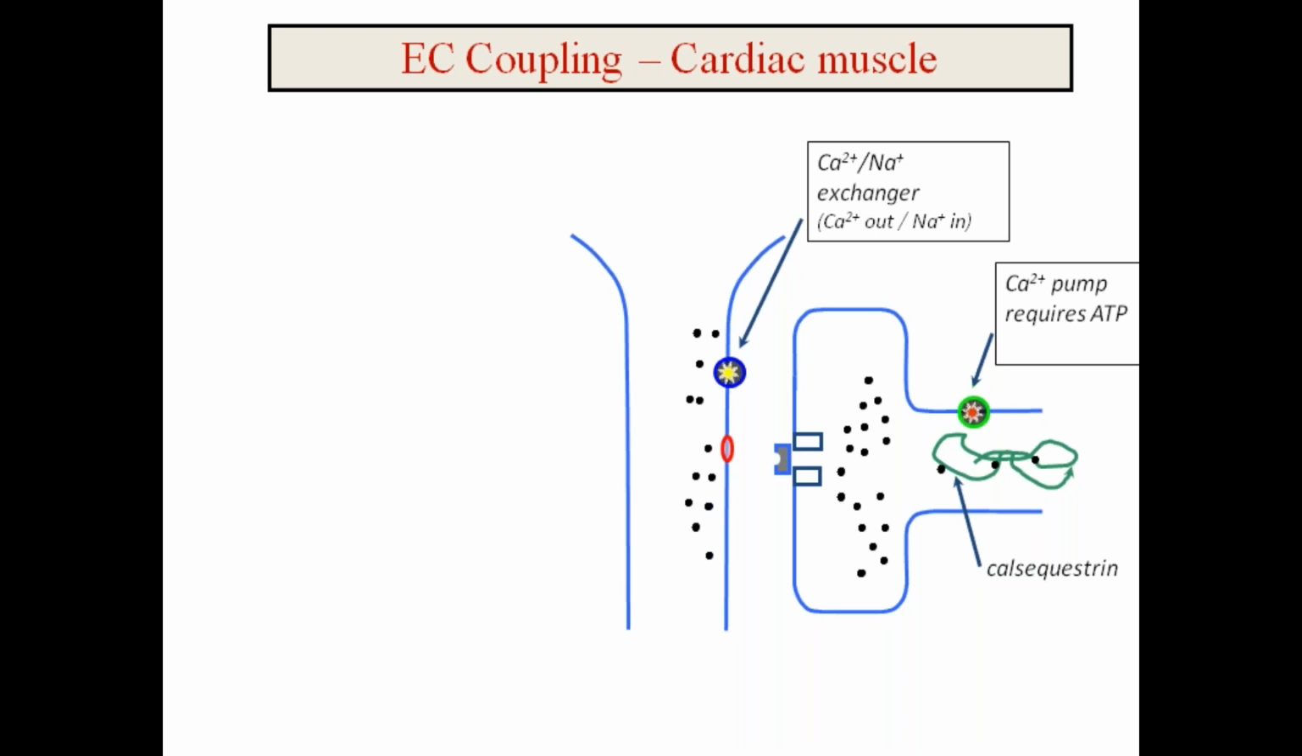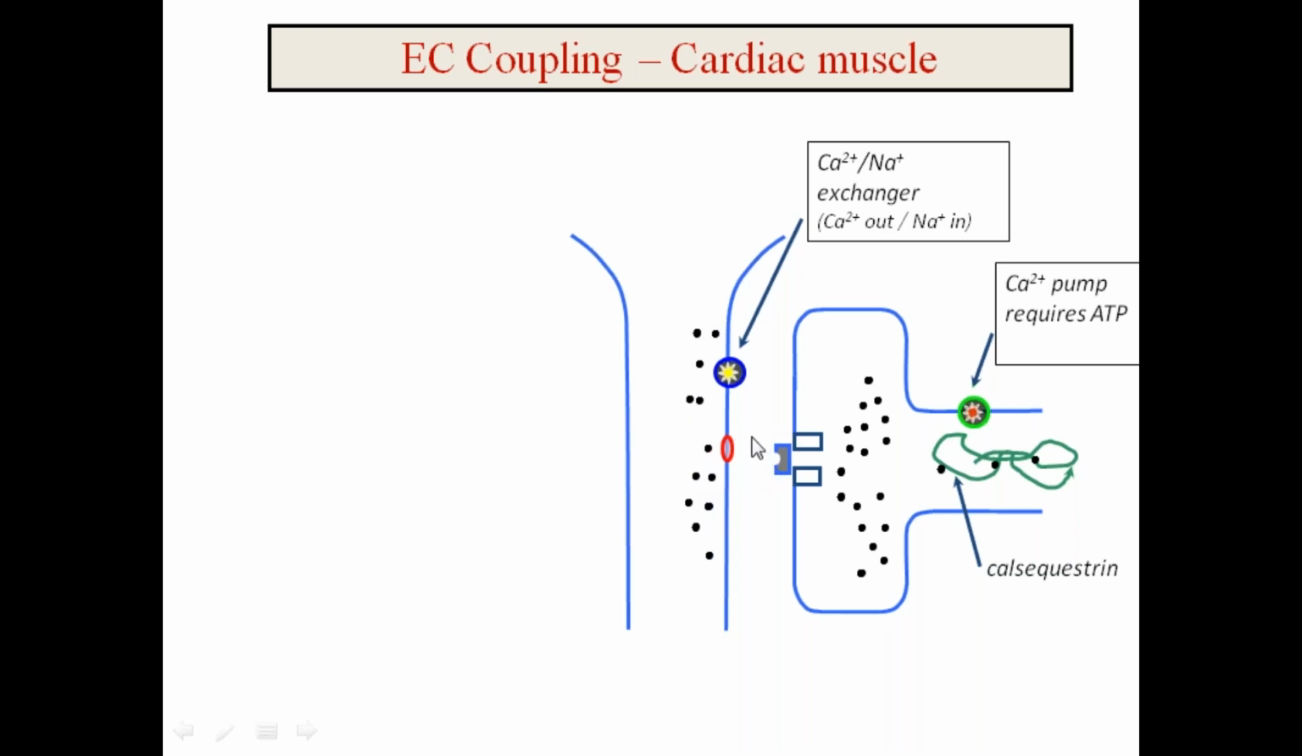The action potential will travel along the T tubule, and this action potential will activate the dihydropyridine receptor. Because of this activation, this voltage gated calcium channel will open, and the calcium which is present in the T tubule, this extracellular calcium, will move inside the cell.